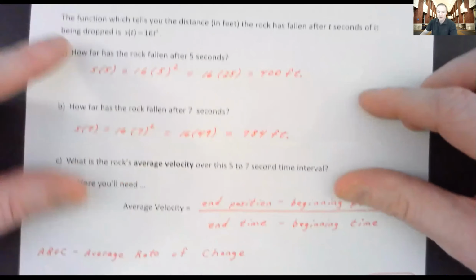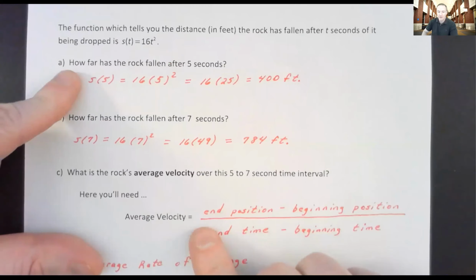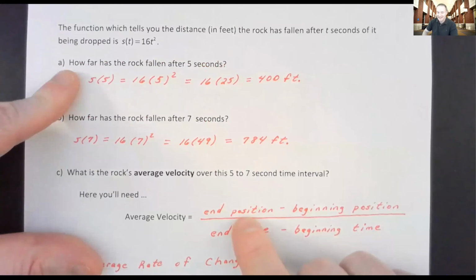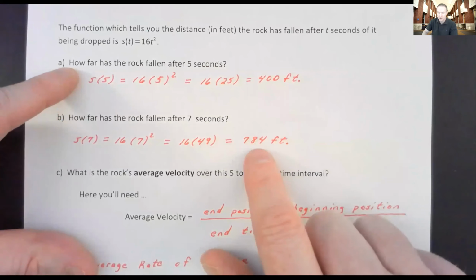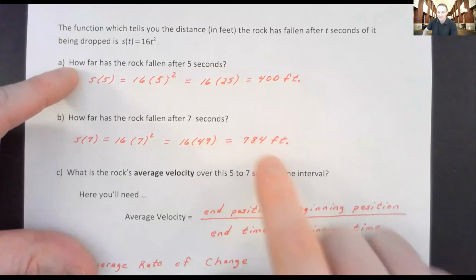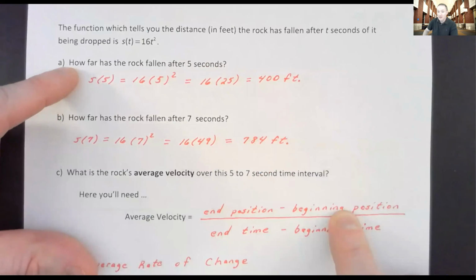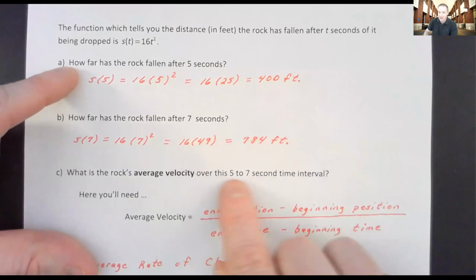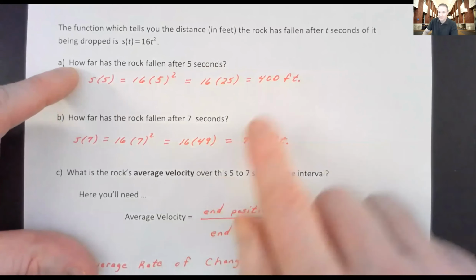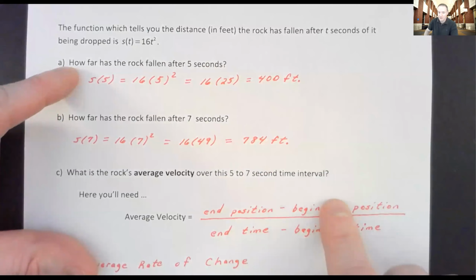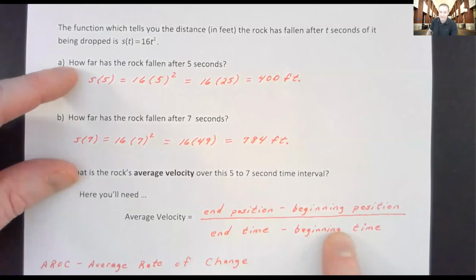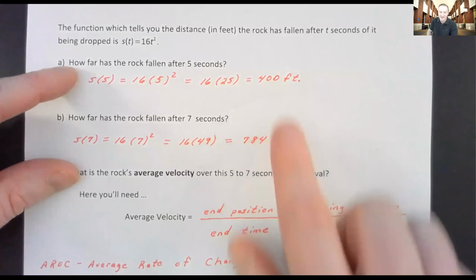Okay, so here's what I do. Average velocity is going to equal the ending position, which is 784 feet in this case, minus the beginning position. The beginning position of the interval I'm interested in is at 5 seconds, and it's at 400 feet at that point. We'll divide that by the ending time minus the beginning time in this interval.